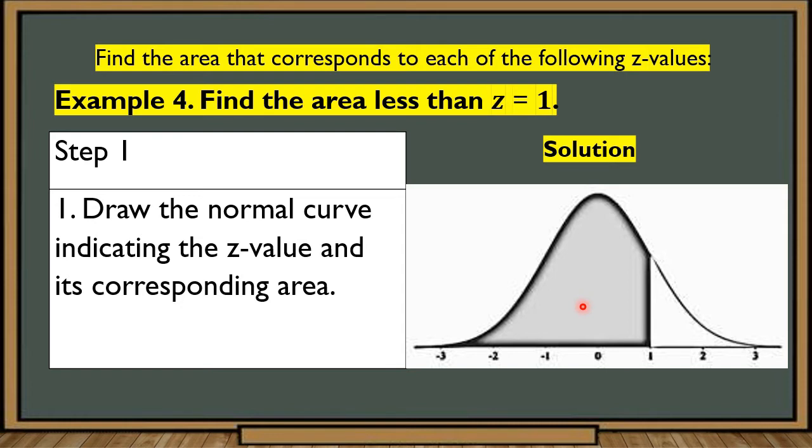Now, observe the curve. If this is the half of the curve, there is an excess from 0 to 1. So, this is already the half of the curve. Our area, which is less than z equals 1, is more than half of the curve. So, we first need to find the area covering from 0 to 1. We need to find the value of this area, the area value from 0 to 1, which is also z equals 1.